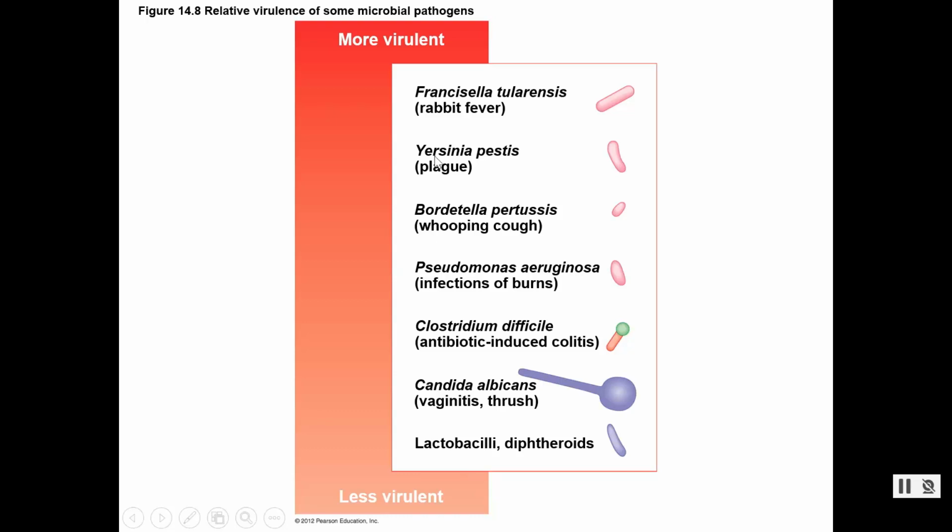Up here, we have things that are more virulent. If we come in contact with this particular microorganism, we are very likely to get the disease. Whooping cough, very contagious. For every one person that gets whooping cough, they can infect up to maybe 12 or more people. It is very contagious. If we come in contact with whooping cough, it is very likely we're going to get the disease. The plague, very contagious. Now there's another disease called rabbit fever. You've probably heard of the plague. You've probably heard of whooping cough. Rabbit fever, you probably haven't heard of.